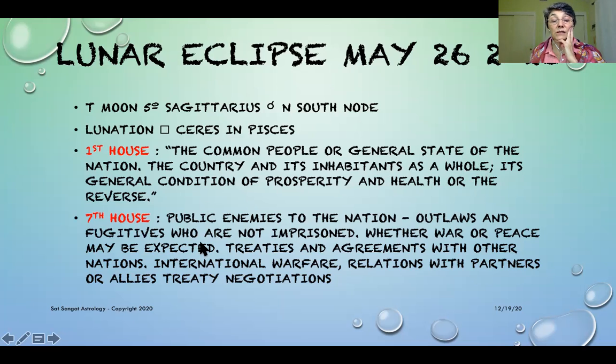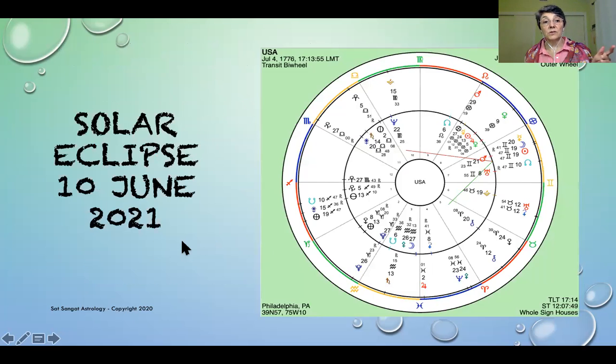In the seventh house, where the sun is, the house of public enemies of the nations, and I already described that. So next, the solar eclipse on June 10th will be in the seventh house as well, of partnerships or enemies. And it's at 19 degrees, conjuncting natal Mars by a 2-degree orb, and square with Neptune.